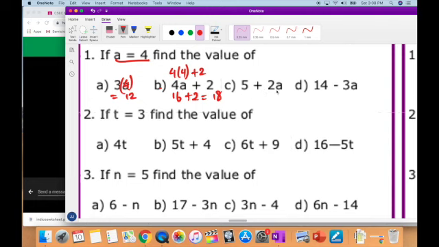5 plus 2 in brackets 4. Which is 5 plus 4 2s are 8, which is? 13. 14 minus 3 brackets 4. Which is 14 minus 4 3s are 12, which is? 2.